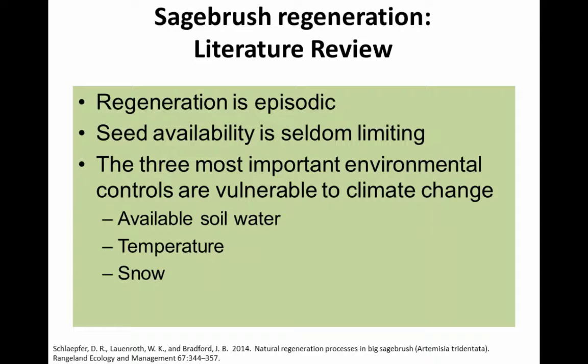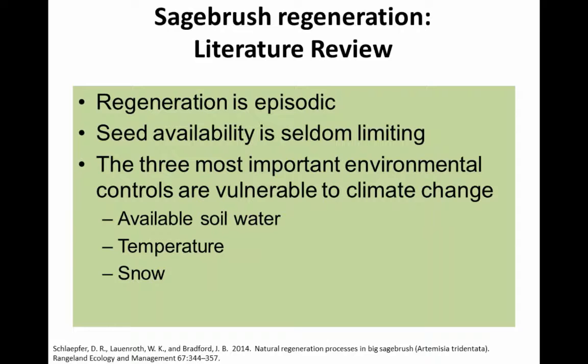Seed availability, at least for intact stands of sagebrush, is seldom limiting because these plants can produce a lot of seed. And there are some important environmental controls that influence regeneration that are probably vulnerable to climate change. Those include the available soil moisture. If it gets too dry in the soils, it'll kill the young sagebrush germinant. Also temperature, if it gets too cold at the wrong time of year, and snowpack. If you have a season that's especially short because of long snowpack, that can be detrimental to regeneration success.